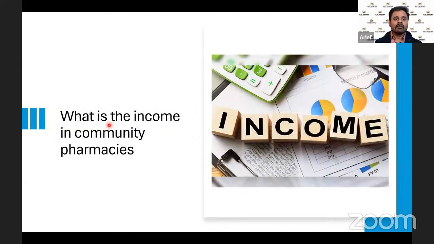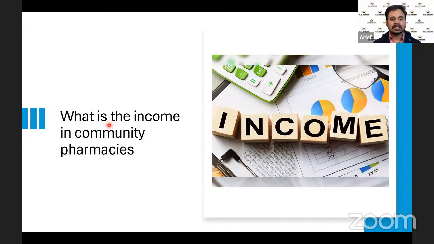Then what is the income that we get in community pharmacies? How much can we earn if we start our own pharmacy in Australia? So on average, any pharmacy in Australia does business of up to 1 million Australian dollars per year. Each year, they will do the business of 1 million Australian dollars.